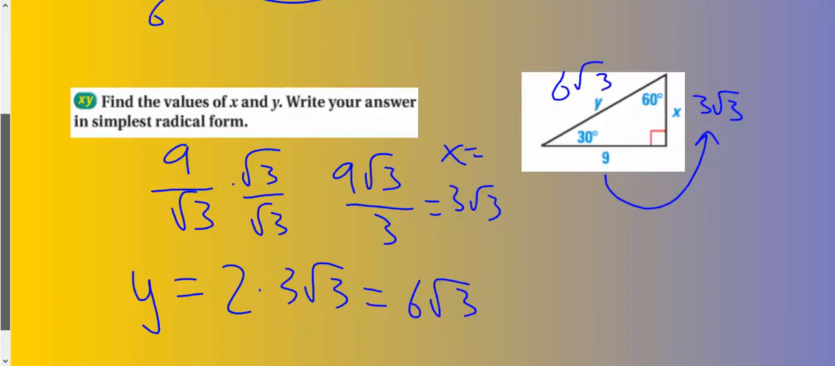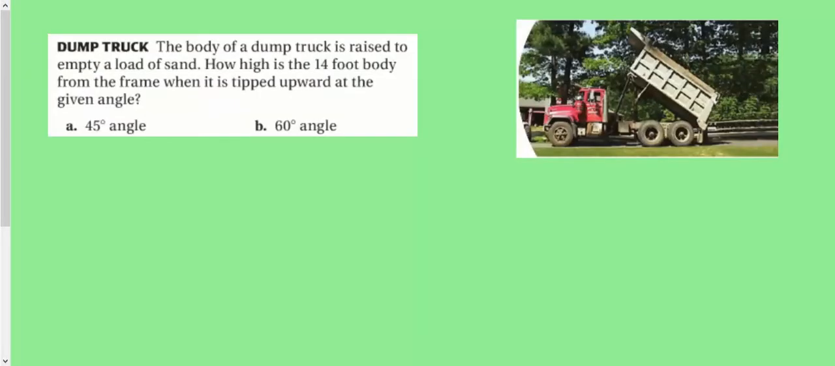So the easiest thing to do is find x. If they give you the hypotenuse, divide by 2 to find x, and then multiply it by root 3 to get to the longer leg. If they give you the longer leg, divide it by root 3 to get to the shorter leg, then double that to get to the hypotenuse. Find the shorter leg first. It's going to be a little bit easier.